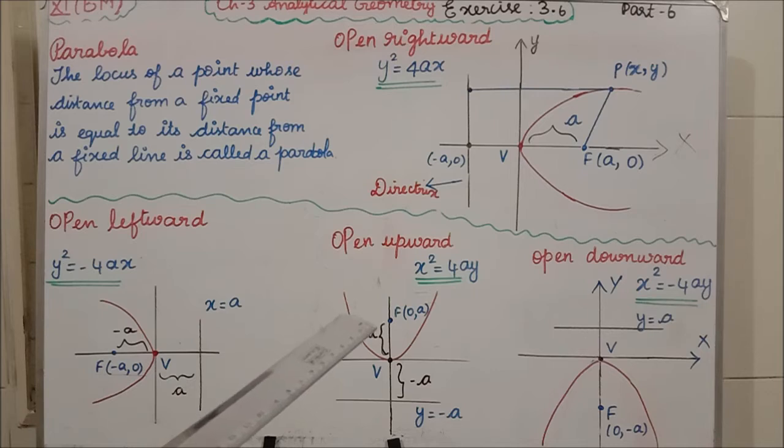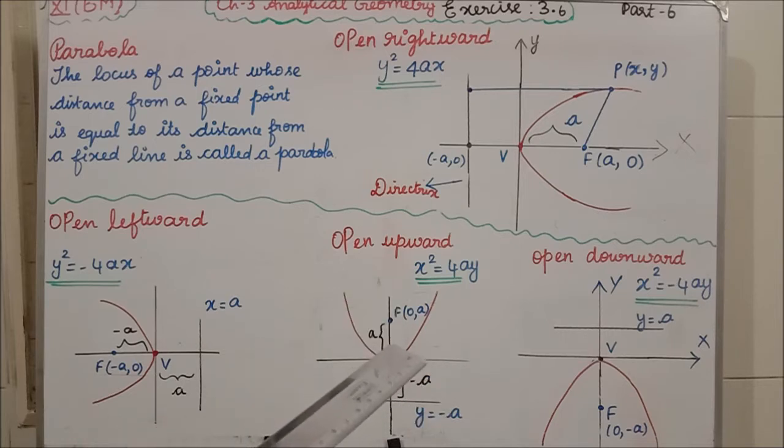Because the focus, if you see, is 0 comma a. Why have we written 0 comma a? The x-coordinate is 0, and only on the y-axis are we keeping the focus, so a alone is coming. What distance here? The same distance down also, but in negative, because the y-axis this side is negative. So it is minus a. So the equation of the directrix is y equal to minus a. Clear, students?